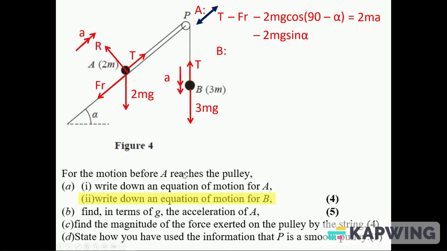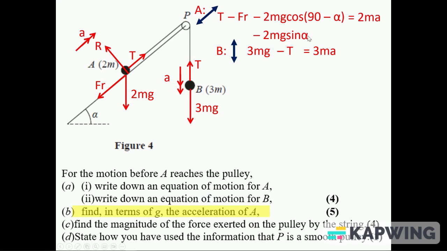And then an equation of motion for B. This is much easier. I'm just looking at the forces going vertically. There's 3mg acting down in the positive direction because it's moving down, minus the tension because that's slowing it down, is equal to 3ma. And then we've got to find, in terms of g, the acceleration of A.